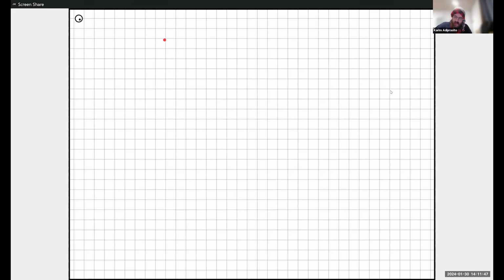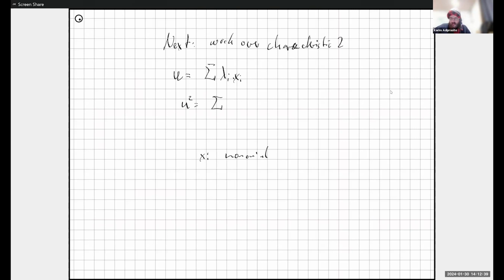Next trick: work over characteristic 2. Why is characteristic 2 useful? Well, let's say u is equal to the sum of lambda i ui. And now I want to look at the square of this. So u square is equal to the sum of lambda i xi, where the xi are monomials of degree k.